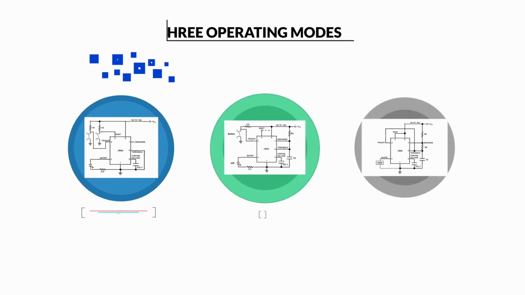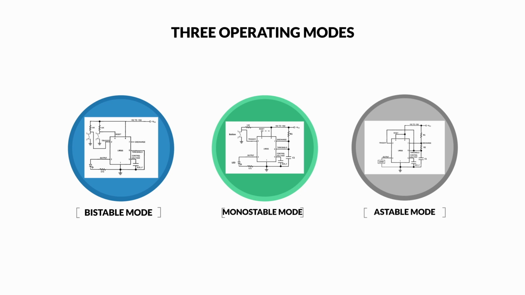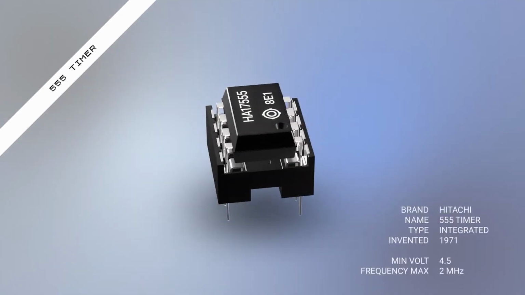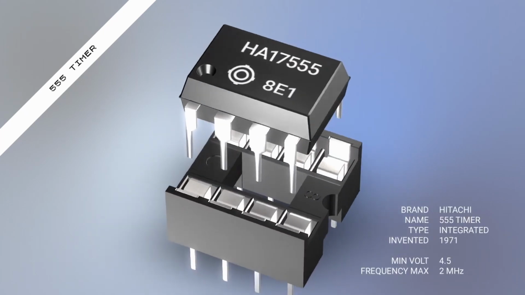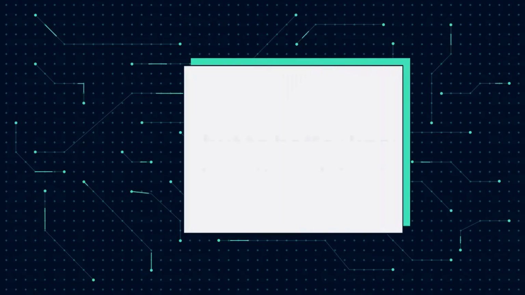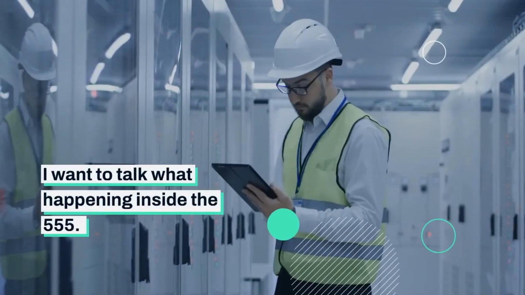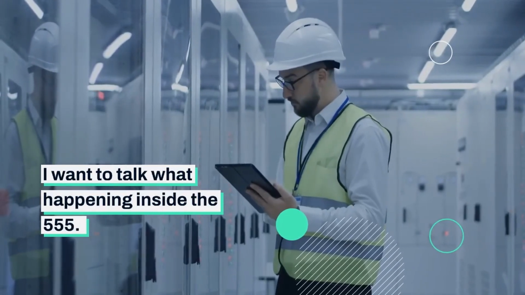The 555 timer has three operating modes: bistable, monostable and Astable mode. The 555 timer is probably the most common and popular IC to be used in hobby circuits. It's easy to find a schematic to make a project, but to better know how it works in a circuit, I want to talk about what is happening inside the 555.